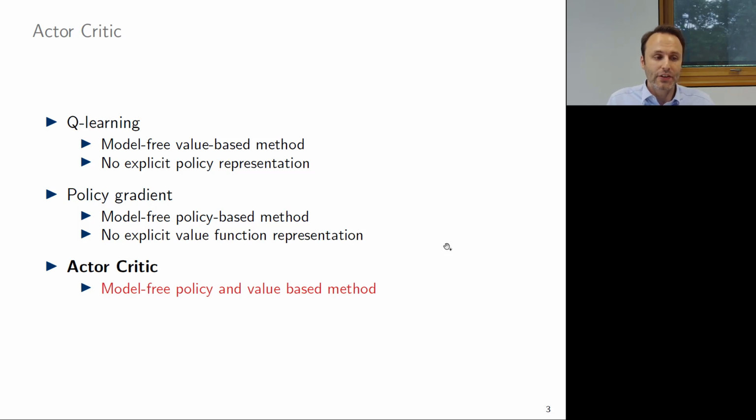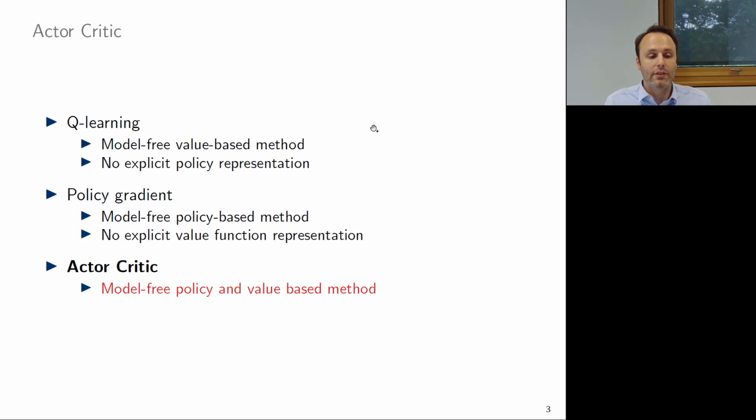So far we have seen Q-learning, which is a model-free set of techniques which is based on the value function. And this is a little bit weird because the goal is to find the optimal policy, but Q-learning doesn't have an explicit representation of the policy itself. So if we want to get the policy, we need to take a look at the Q estimates and take the policy with the highest Q estimates.